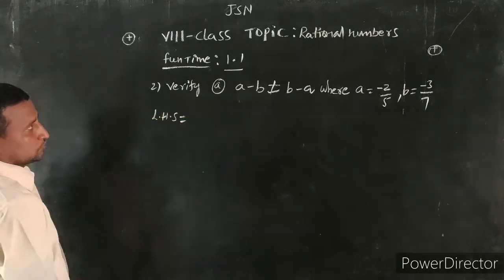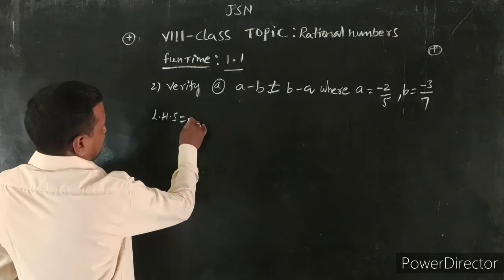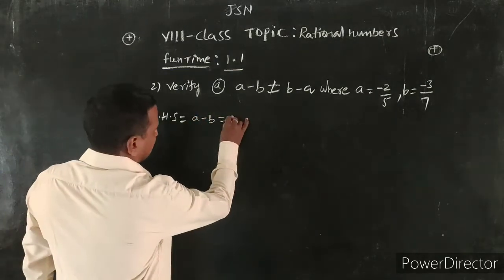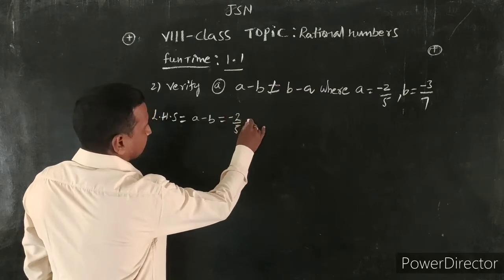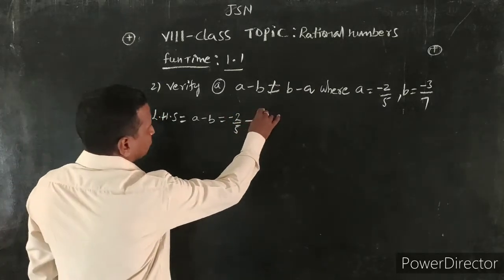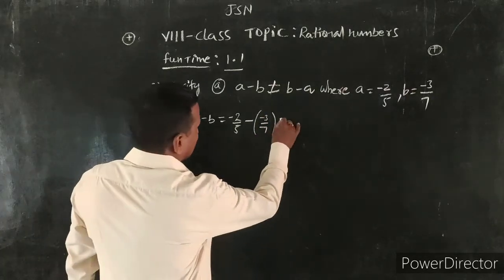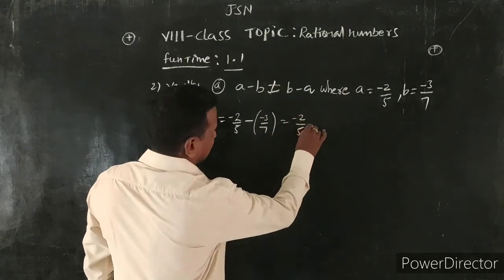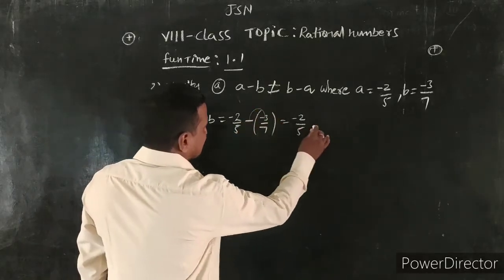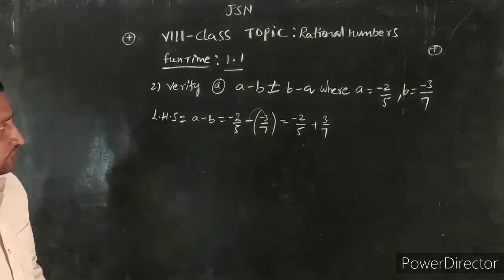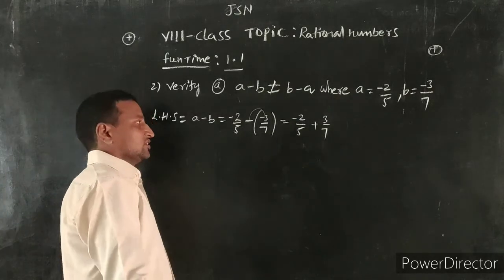LHS equals A minus B. Just substitute A: minus 2 by 5 minus of minus 3 by 7, equal to minus 2 by 5, minus of minus means plus 3 by 7. Now take the LCM of 5 and 7, which is 35.